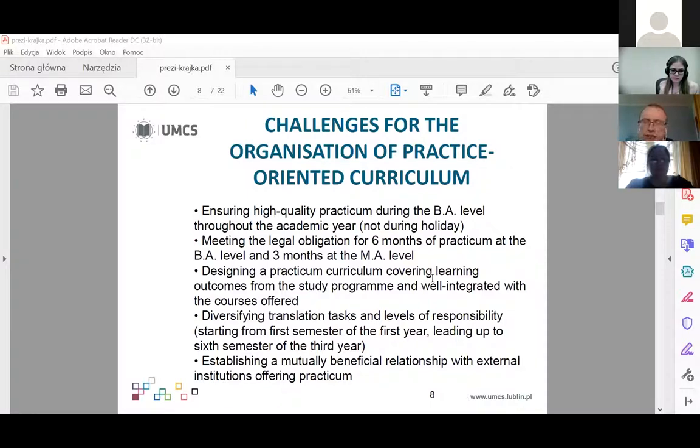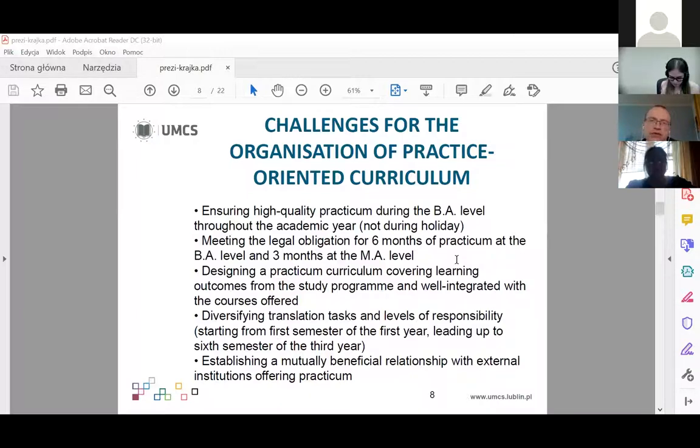We also had to meet the legal obligation that raised the amount of practicum from 3 months at BA level to 6 months throughout the 3 years. So quite a big increase in the amount of practical training. But we also wanted to design the practicum curriculum in such a way that we integrated it with the study program, that the two areas support each other quite well. Of course, doing that in a mutually beneficial relationship with practicum offering institutions.